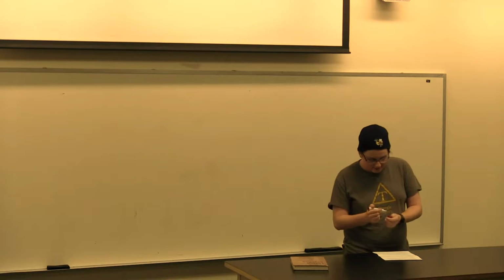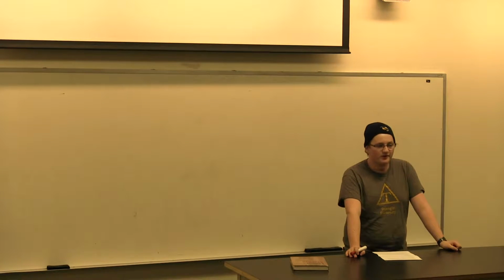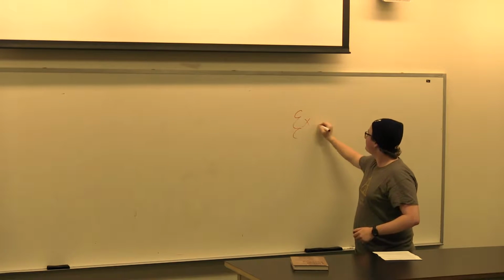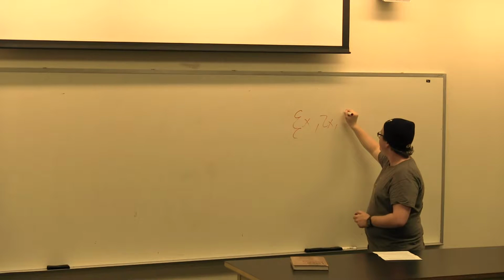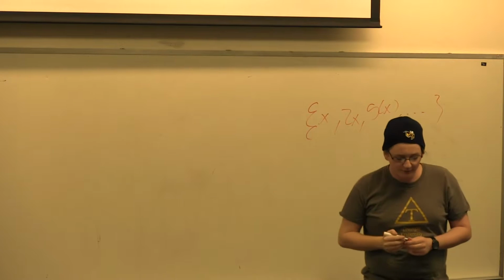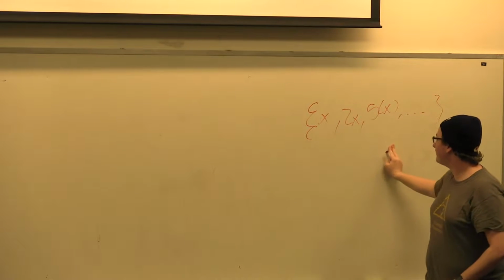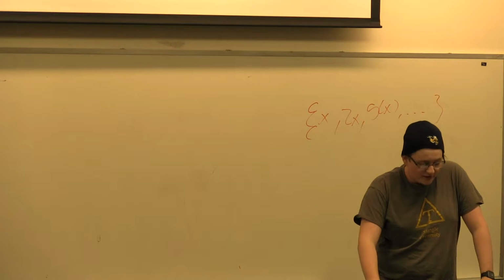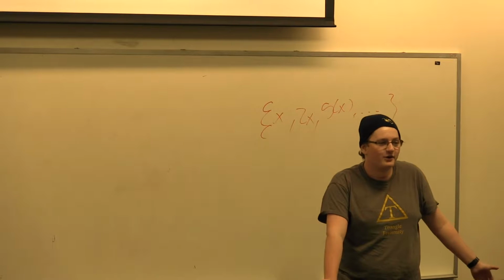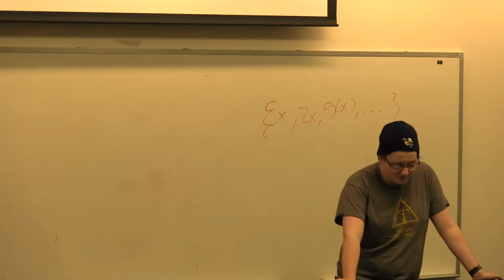So a set is just a collection of objects. It could be a set of functions or a set of points. They don't even have to be the same type, so I could have a set like x, 2x, g of x. You don't have to have the same type of objects in a set, it's just a set of objects. They don't even have to be mathematical objects. It could be a set of dice or the set of things I have in my left pocket. So a set is just a collection of things.